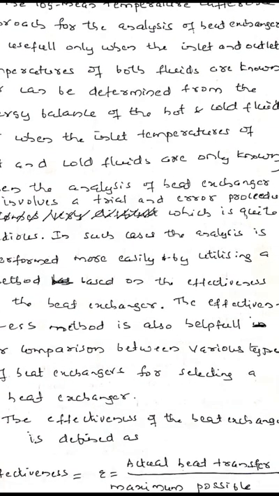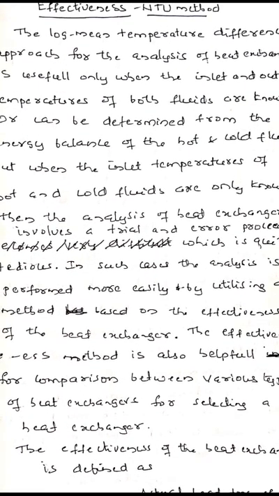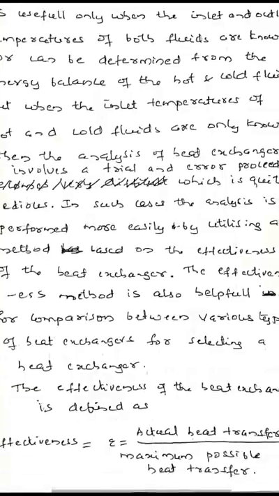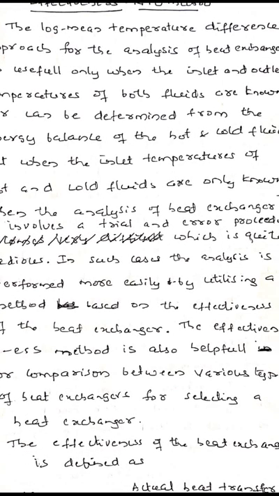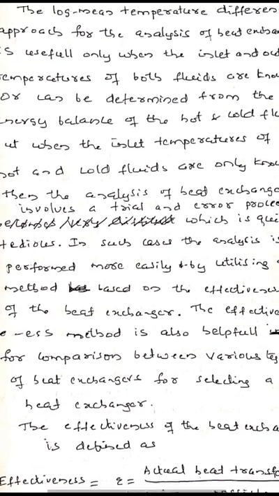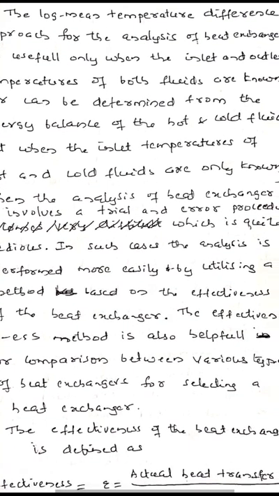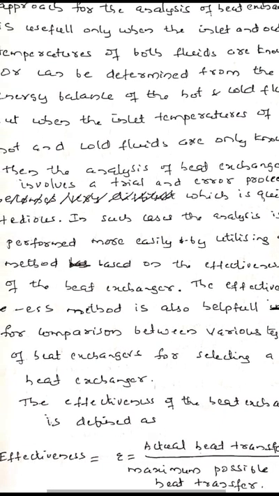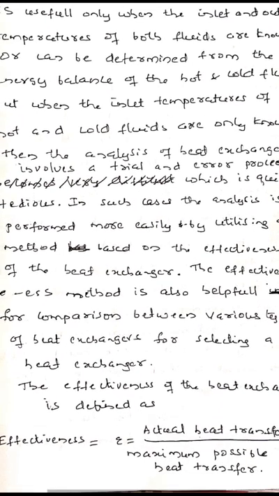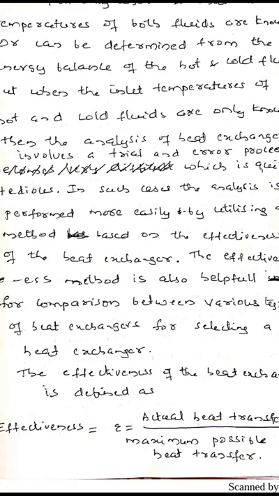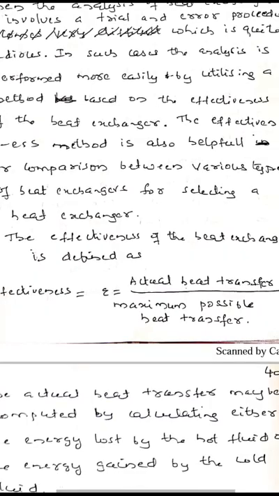But when only the inlet temperatures of both the hot and cold fluids are known, then the LMTD method involves a trial and error procedure, which is quite tedious. In such situations, the heat transfer analysis of heat exchangers becomes easy if you use the effectiveness-NTU charts, that is, the method based on the effectiveness-NTU method. Then what is the effectiveness?